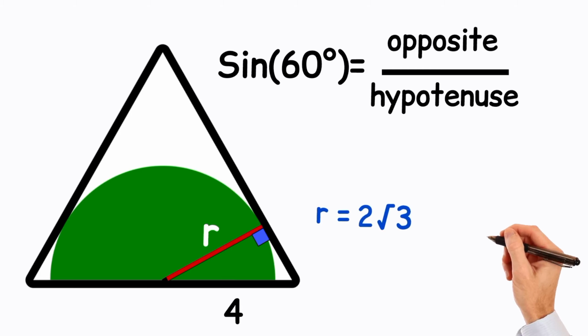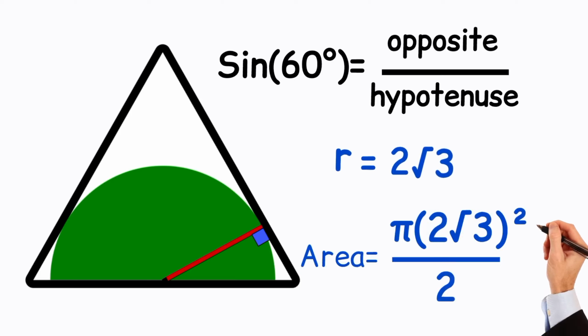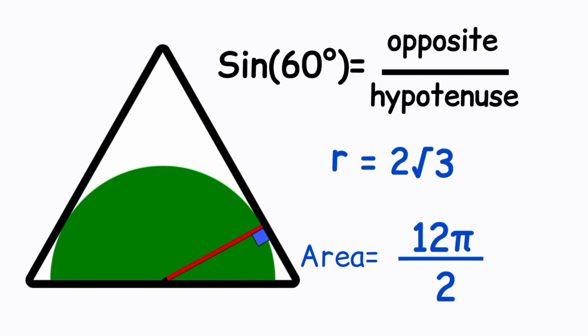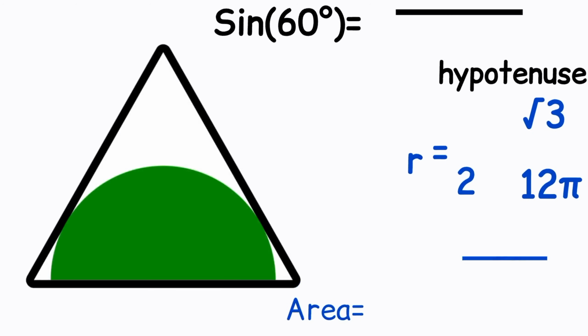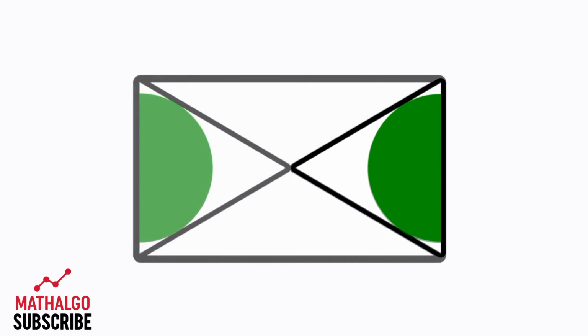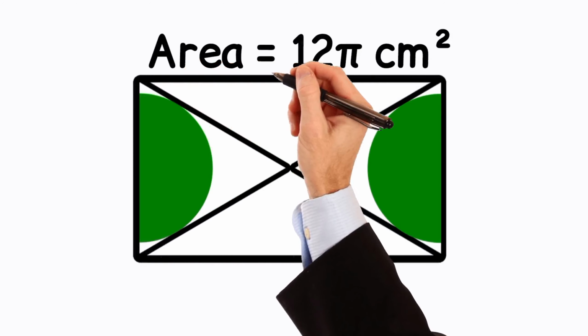The area of one semicircle is pi r squared over 2. Substituting the radius, pi times 2 square root of 3, squared over 2 equals 12 pi over 2, which is 6 pi. Since there are two identical semicircles, we simply multiply by 2. So the total shaded area is 12 pi square units.